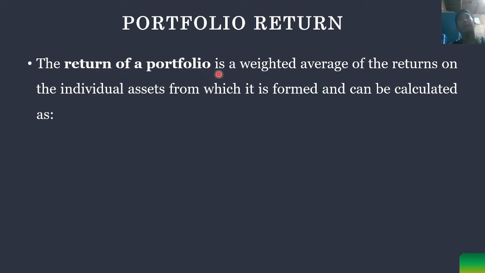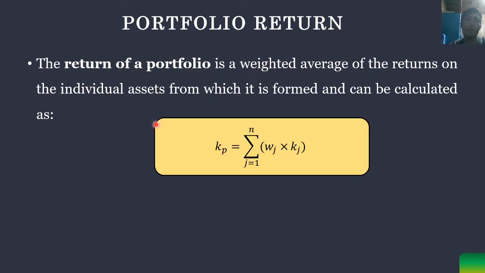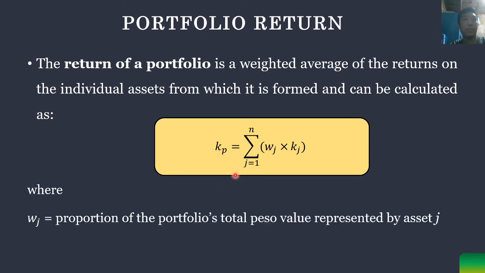So, the return of a portfolio is a weighted average ulit of the returns on the individual assets from which it is formed and can be calculated as follows. So, para ma-compute natin yung portfolio return, dapat alam natin yung return of the individual assets inside the portfolio. Okay, so how do we compute for that? O, ayan na ulit. Huwag ka magpapanik. Okay, so K is again the return of the portfolio.